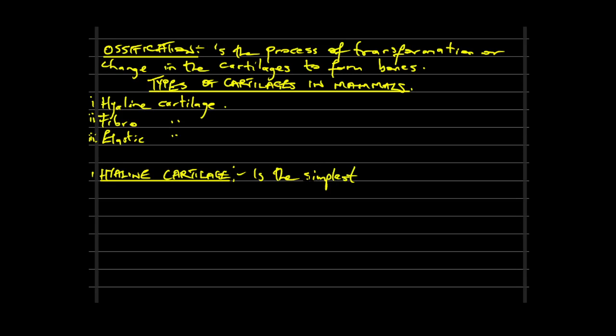It consists of the chondrine and chondroblasts. It lacks elastic or collagen, unlike the elastic cartilage that has elastic and the fibrocartilage that has fibers. Hyaline does not have any of those two. It does not have elastic or collagen fibers. It is the simplest, lacks elastic and collagen fibers.